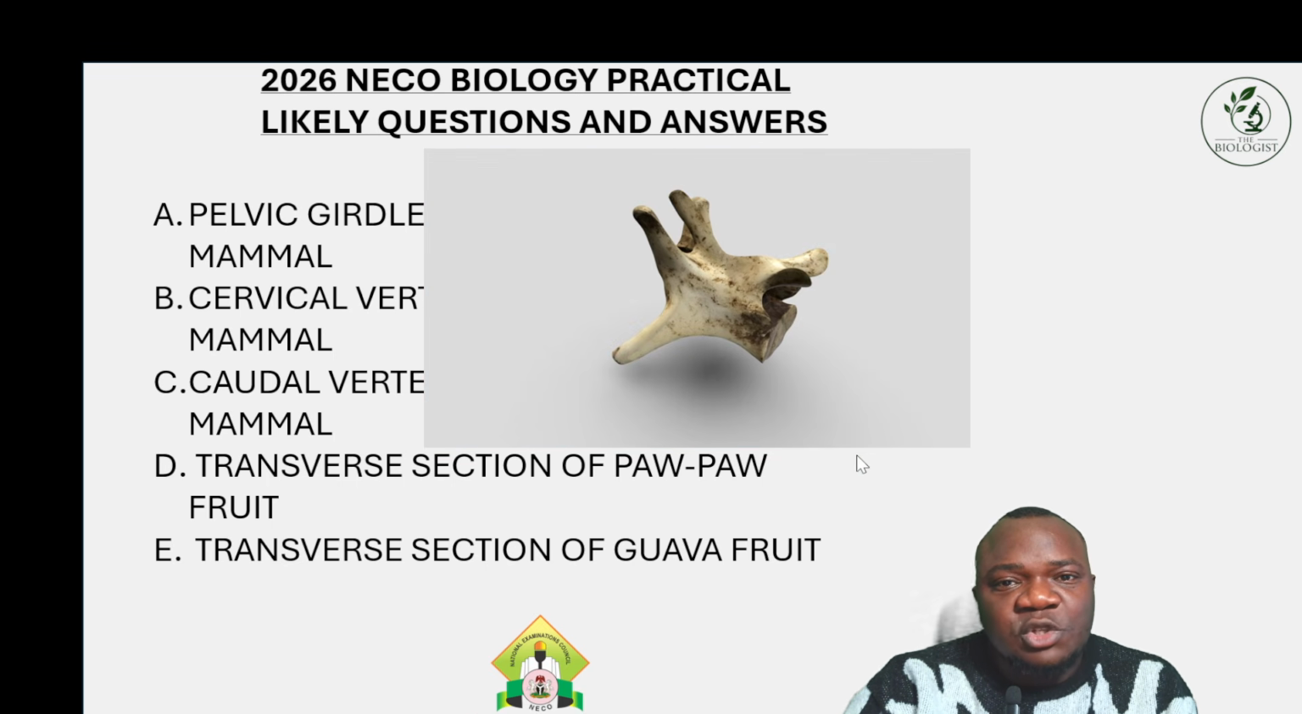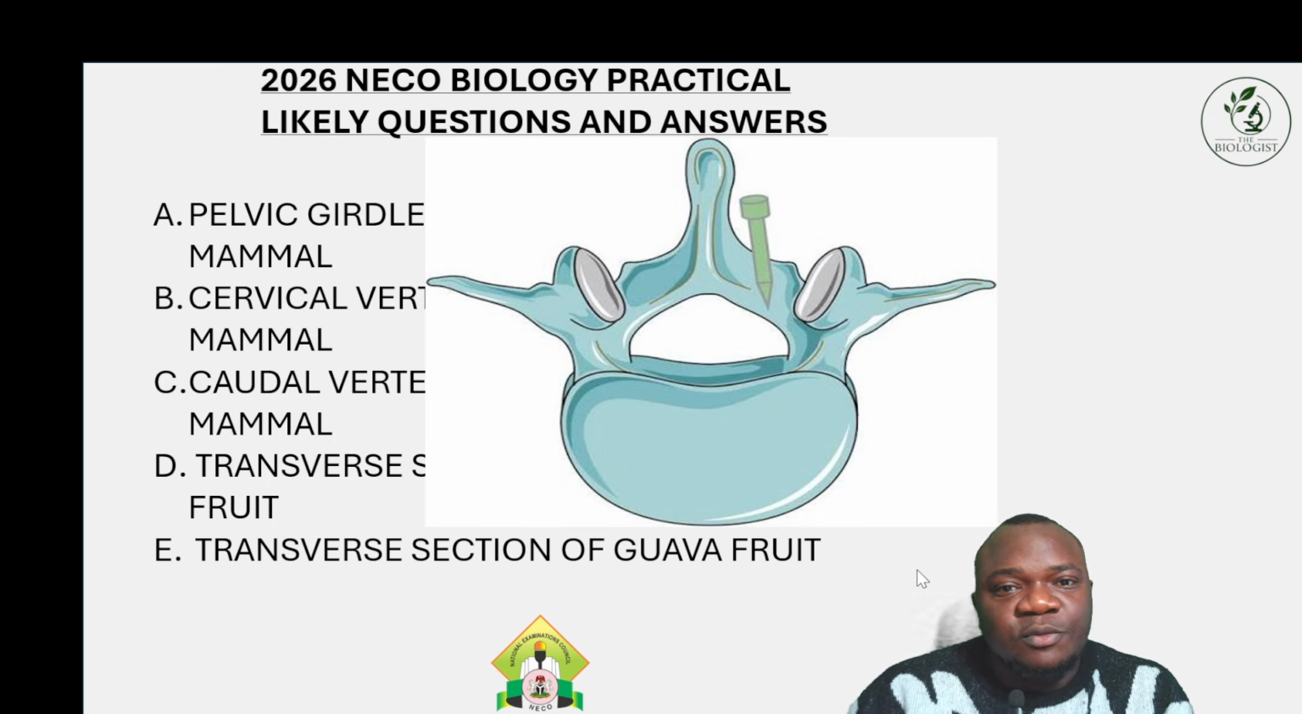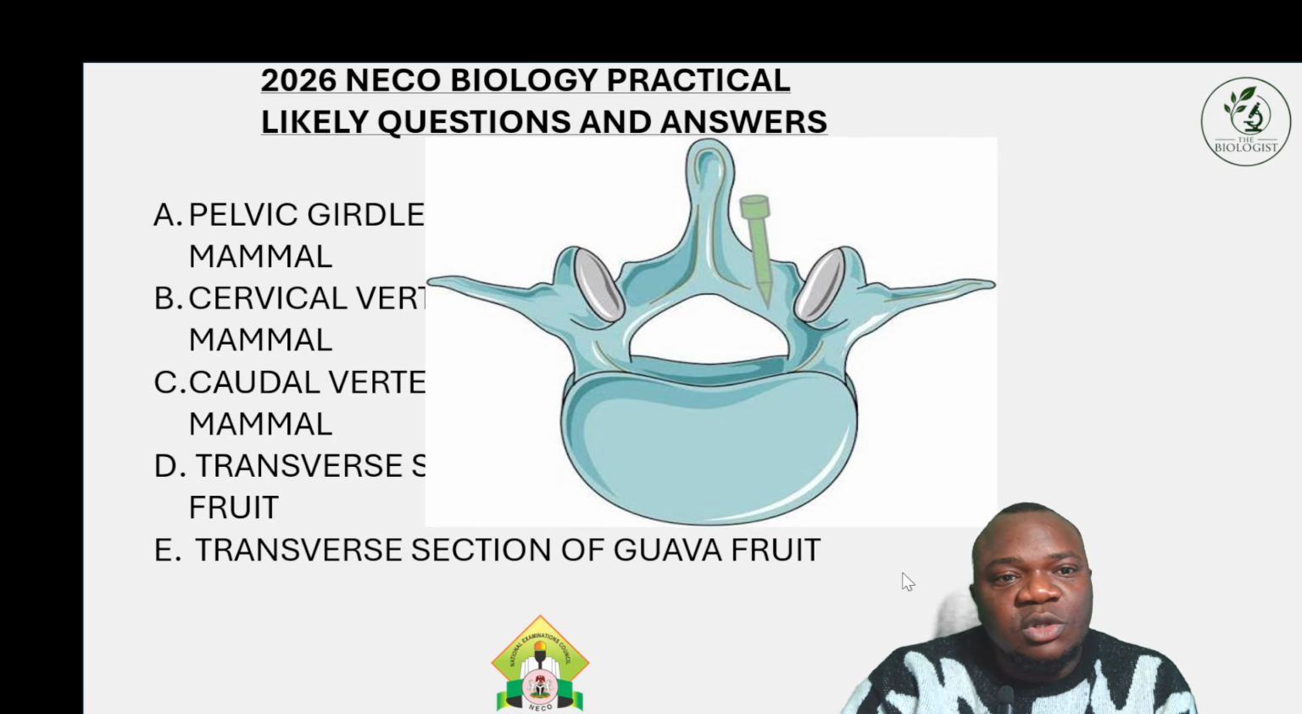So we have a cervical vertebra. This is how it looks. Then you have a caudal vertebra, which has to do with the tail side. This is how the caudal vertebra looks.